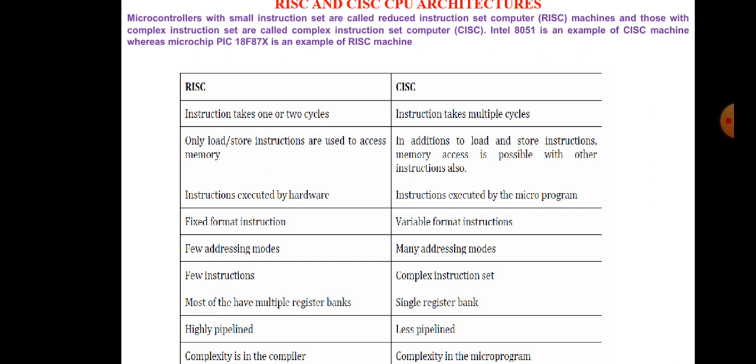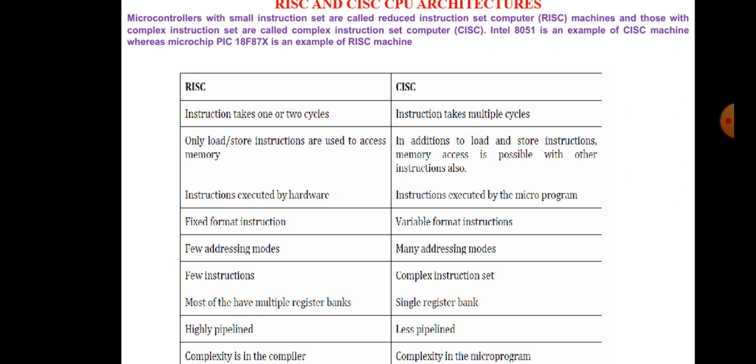In case of your RISC, instructions are executed by hardware. Means whatever instructions you have, they are hard coded. Whereas in case of your CISC, instructions are executed by the microprogram. Means if you write one instruction in CISC, it may be executed by executing some other instructions.